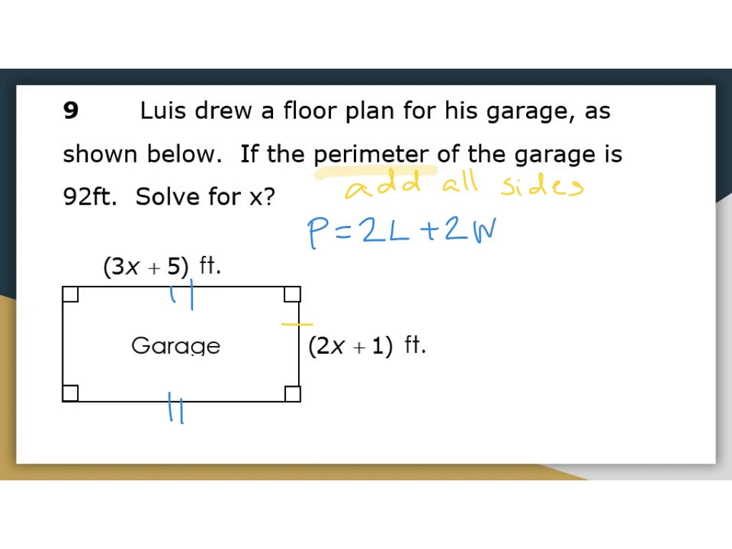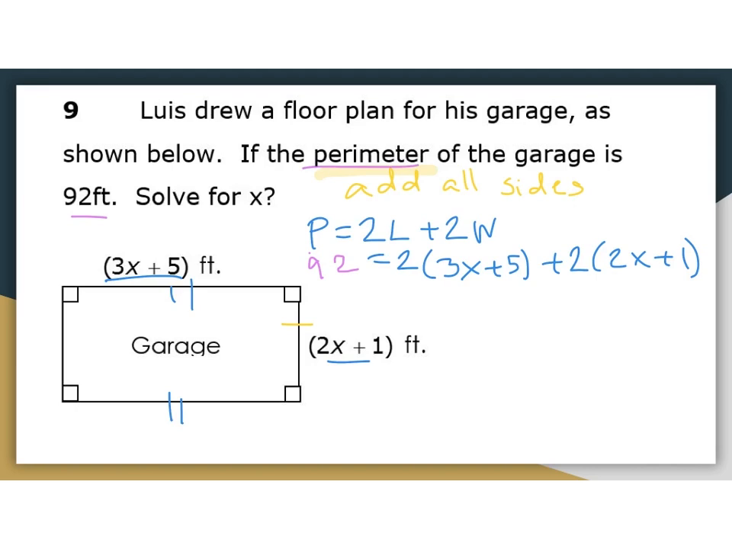And then from here, we're going to substitute in what we know. So we know that that perimeter is 92 feet. So instead of P, we're going to put 92. And then it is still equal to 2 times our length, which we have as 3x plus 5. And then we're going to do 2 times our width, which we have as 2x plus 1.